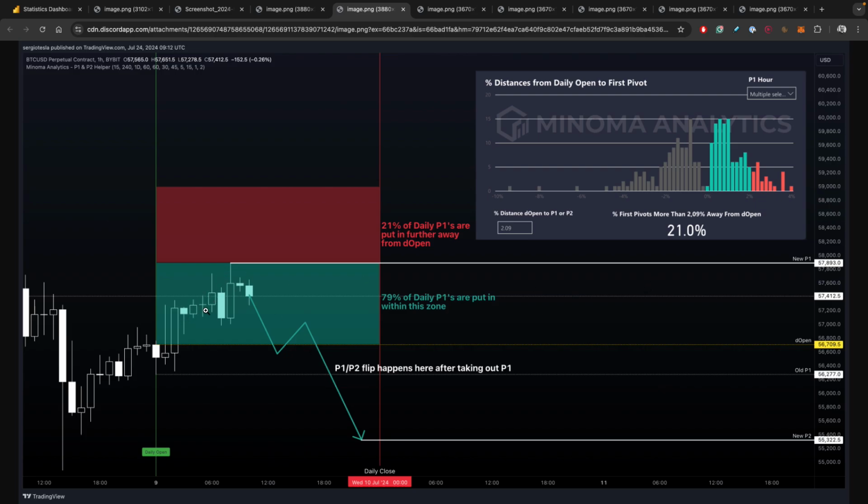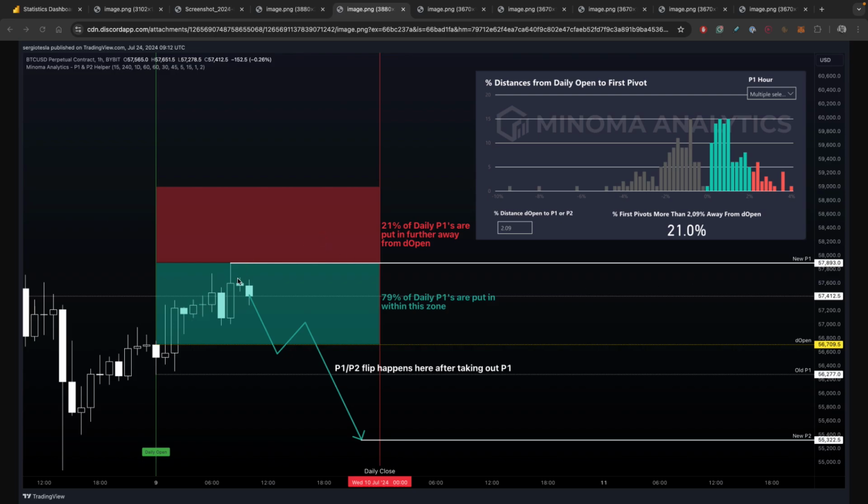So this is the thing we're trying to estimate, the likelihood of that P1, P2 flip. You have to remember this. So we now know that only 21% of days pull such a move off, because only 21% of days have been able to move as far from daily open to put in a P1 before reversing and taking out the other side, right? So before reversing and taking out this side. Therefore, we can derive the probability of the P1, P2 flip happening from this metric, considering that we know only 21% of days put in a P1 that far from daily open, right? Because this is important to understand.